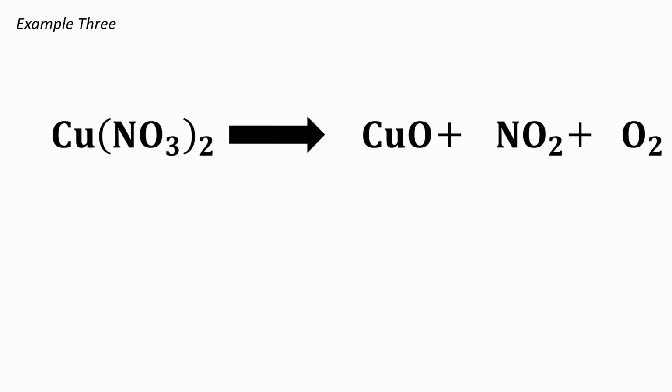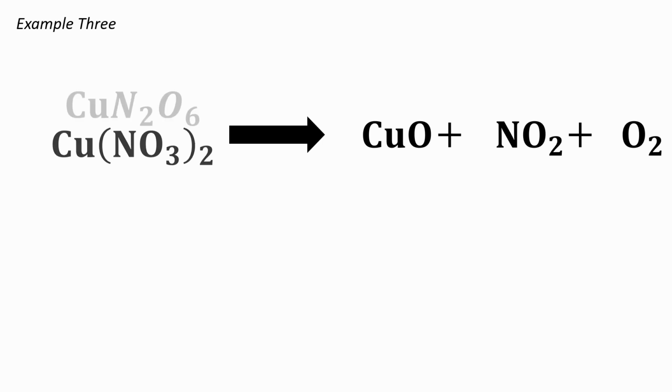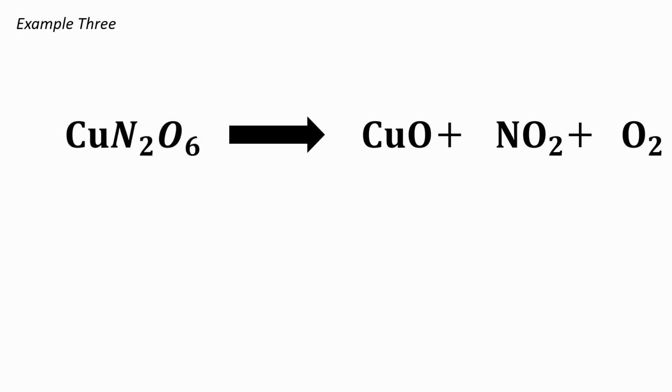Our last example for today is the reaction of Cu(NO3)2 reacting to become CuO, copper oxide, NO2, and O2. Now, the two brackets you see around NO3 might be a little bit confusing. However, it just means that we have 2 NO3 groups. The chemical formula could also have been written as CuN2O6.